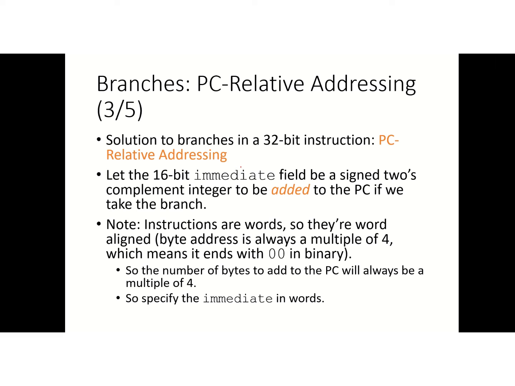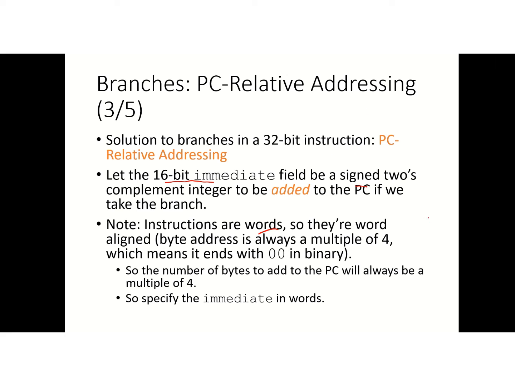Right. The solution to the branches in the 32-bit instruction is by using PC relative addressing. So let the 16-bit immediate field be a signed two's complement integer to be added to the PC if we take the branch. Note, instructions are words, so they are word aligned.